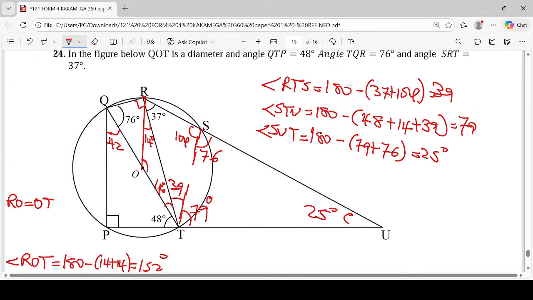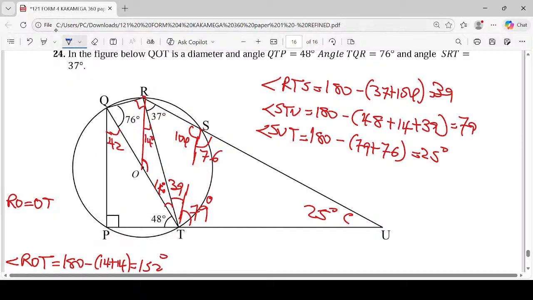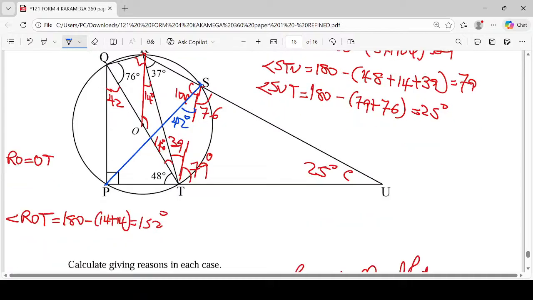Then angle PST, let's look at PST now. Let me join. Let me use a blue ink because this one has filled a lot of space. PST, I join P to S. They want now this angle here. That should be 42 degrees. Angles subtended by the same chord PT. PT subtends angle at Q, also angle at S. So that angle should be 42 degrees.